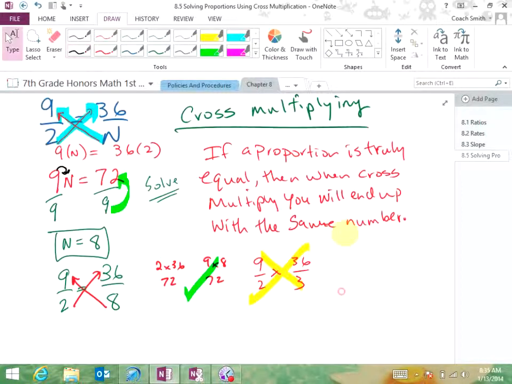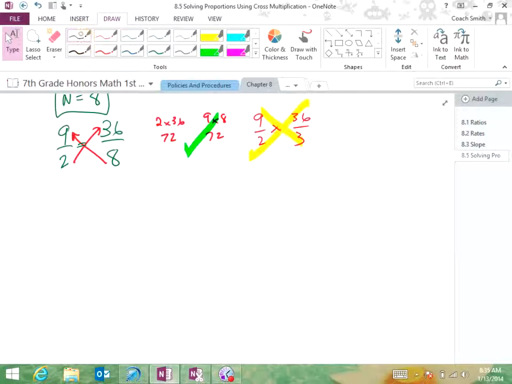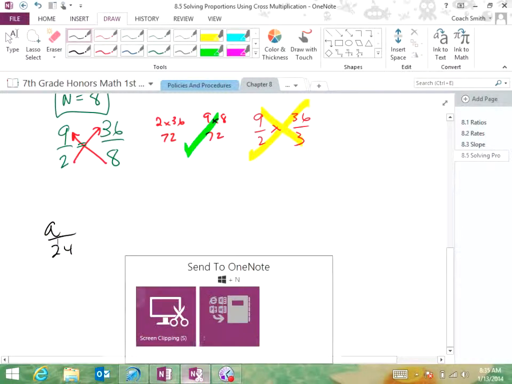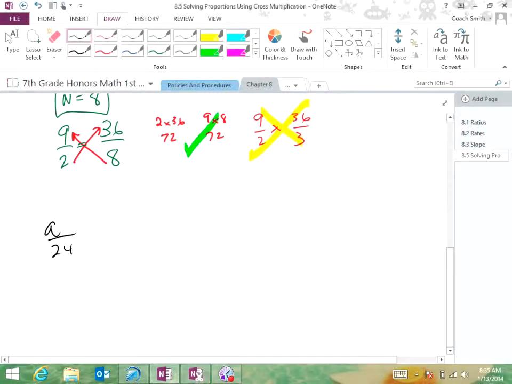Okay, let me do another one. A over 24 is equal to 7 over 8.